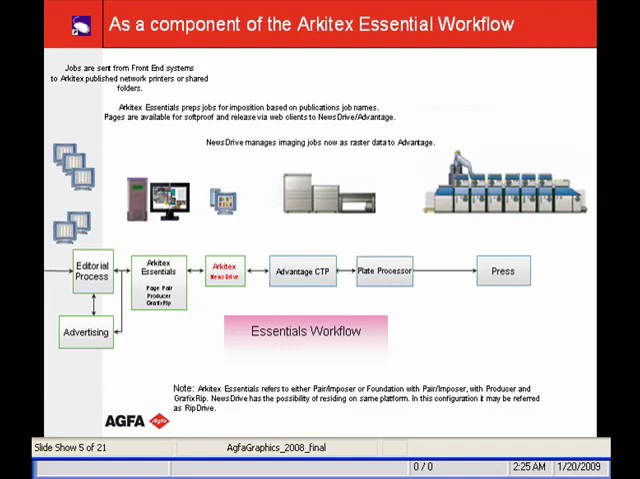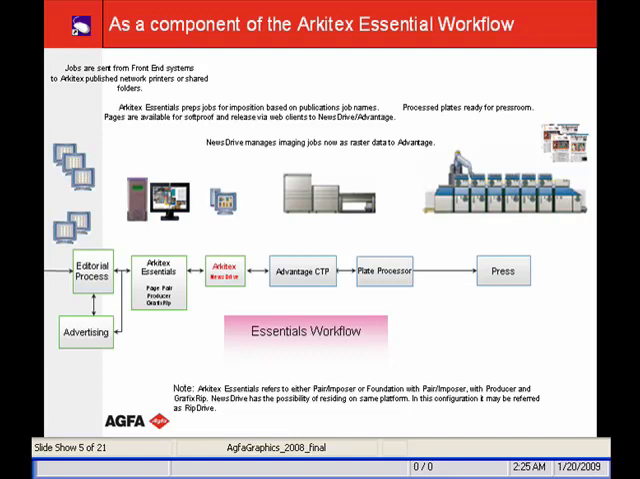Arkitex Essentials prepares and processes the page for specific publication based upon the page's file name. The page is digitally imposed and made available for soft proofing in the Arkitex web client. After viewing the soft proof, the operator may release the page for output. Soft proofing, approval, and other functions of the Arkitex web client are covered in detail in a different module of the Arkitex Essentials video training.